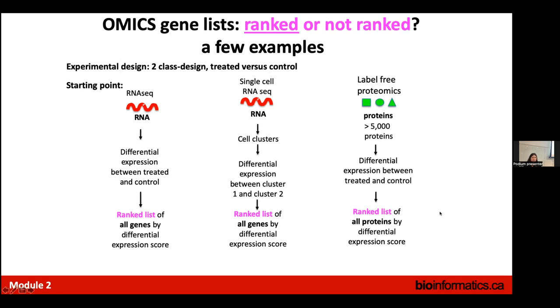Another one where you can do a rank list is label-free proteomics. If you have a sufficient number of proteins, I would say 5,000 or more, then you also can apply the same technique as for RNA-seq. You do your differential expression, treated versus control, and you create your rank list and your enrichment analysis.